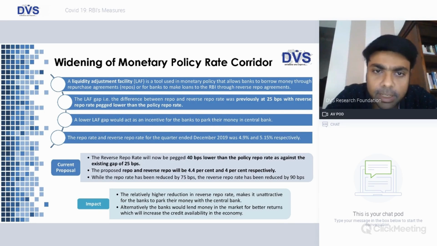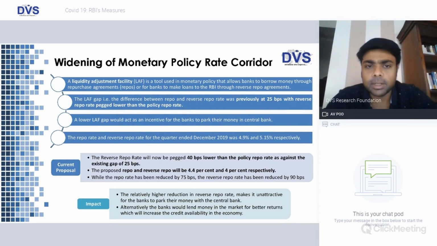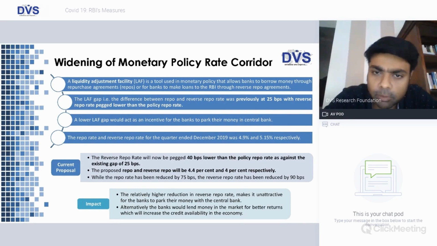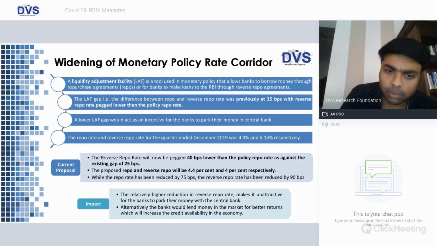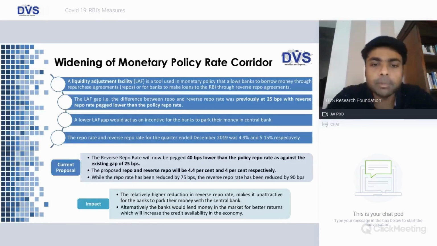A liquidity adjustment facility, again, is another tool to widen the monetary policy rate corridor. It is used in monetary policy and allows banks to borrow money through repurchase agreements, repos as we call them, or for banks to make loans to RBI through reverse repo agreements. Typically, whenever banks have surplus funds over and above what they are supposed to park or what they have demand for, they send it to RBI, and when there is a shortfall, they borrow from RBI. When they borrow from RBI, we call it the repo rate. RBI charges 4% at this point in time for doing this. But for keeping your funds with RBI, let's say you keep an FD with RBI, the rate which RBI pays is what you call the reverse repo rate. Repo and reverse repo rates.